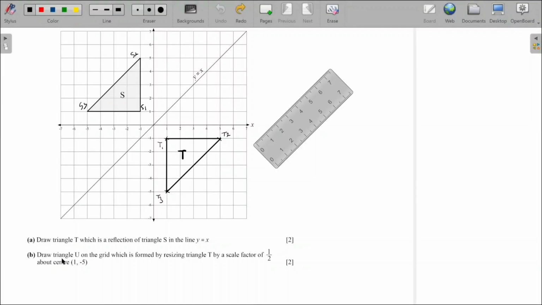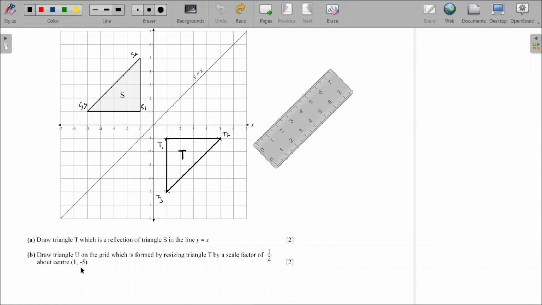Question 28b. Draw triangle U on the grid which is formed by resizing triangle T by a scale factor of 1/2, that's half, about the center x is 1, y is -5. To solve this question, you need to note two very important points. The scale factor of half, that's what we're reducing by half, then about center x is 1, y is -5.